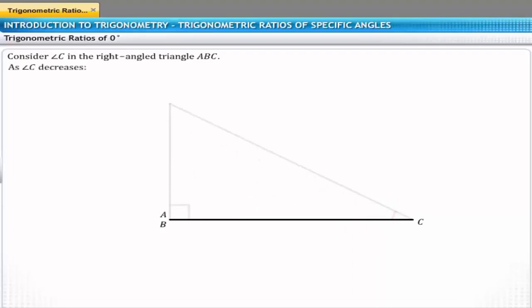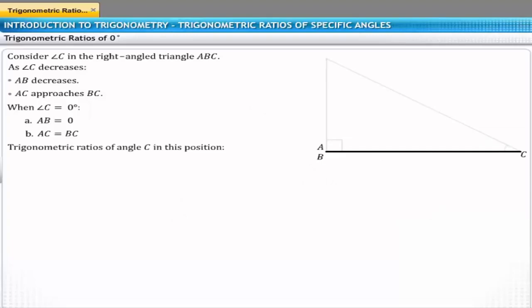As angle C decreases, the length of AB decreases. At the same time, point A approaches point B, so that length AC approaches length BC. When angle C becomes 0, we can say that the length of AB, the side opposite to angle C, also becomes 0. Also, the length of hypotenuse AC becomes equal to the length of BC, the side adjacent to angle C.